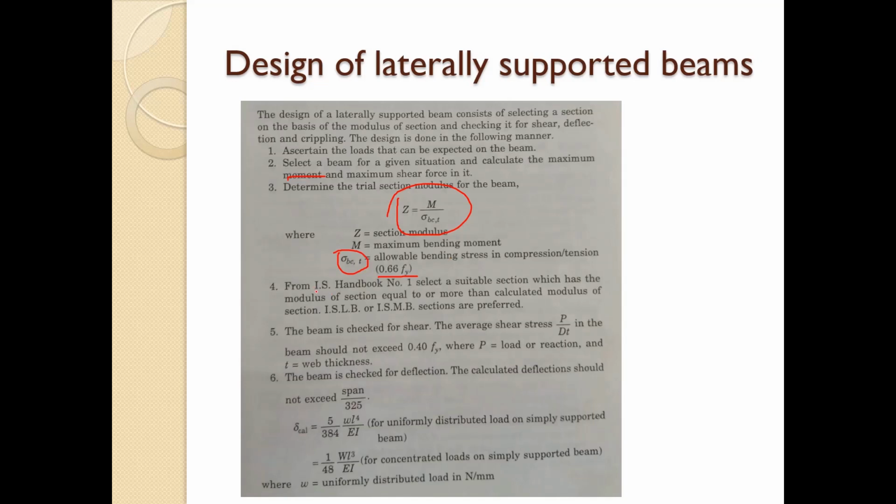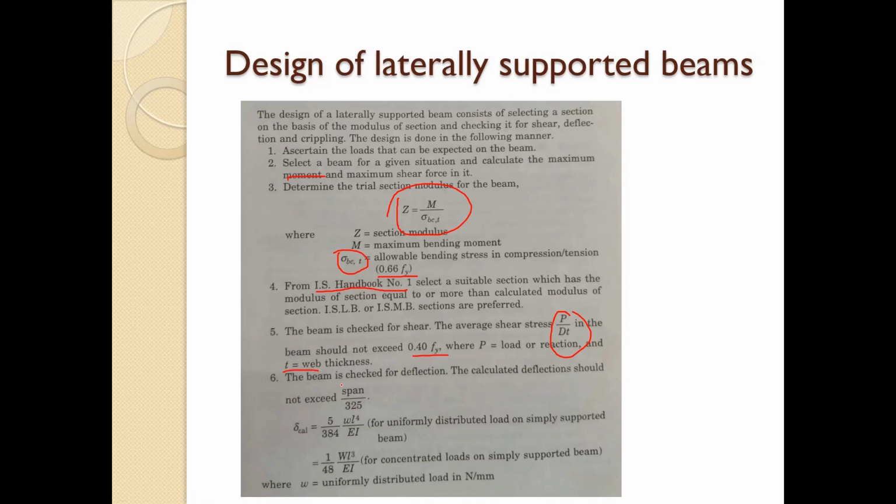From Handbook number 1 or steel table, select the suitable section which has the modulus of section equal to or more than the calculated value of the section. You have to prefer ISLB or ISMB. These sections have been preferred. The beam is checked for shear. The average shear stress is P divided by dt, that is force divided by dt, in the beam should not exceed 0.4 Fy, where P is the load or reaction and t is the web thickness.